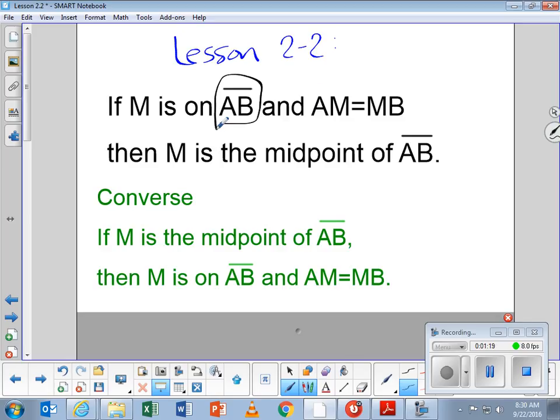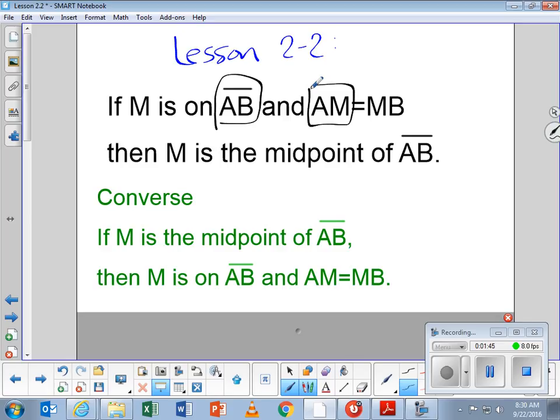Anybody know what this means, the way it's written, the symbolism there? Vertex or vertices? I'll give you a hint. When we're talking angles, we either use a single letter or 3 letters, and you have to have an angle symbol.